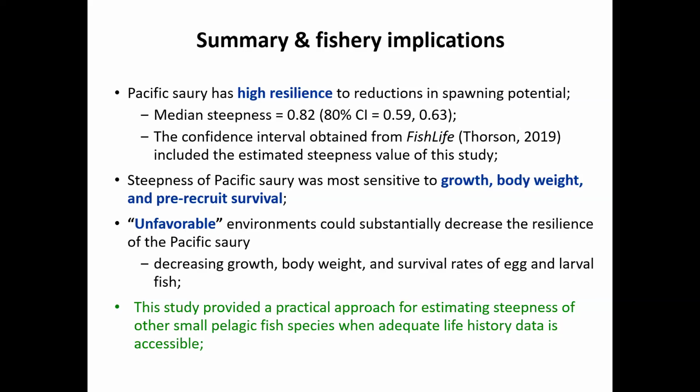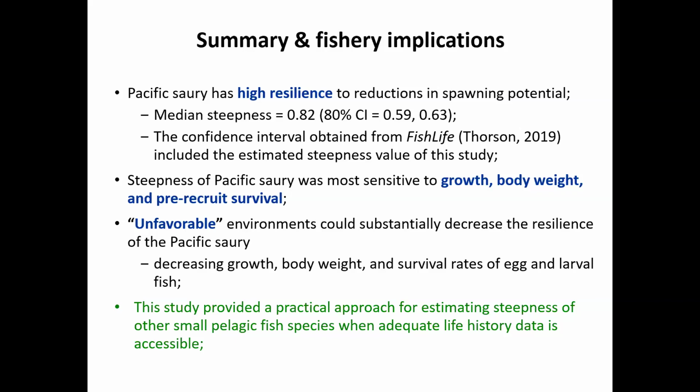Okay, so this is the summary and the fishery implication of this study. According to this method, we found that the Pacific saury has a higher resilience to reduction in the spawning potential. So this value is 0.82, and this value is very similar to the information from the FishLife package. And second, the thinness of the Pacific saury was most sensitive to the growth, body weight, and the survival of the early life stage.